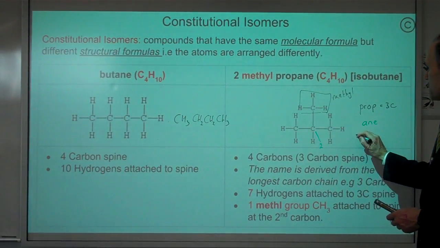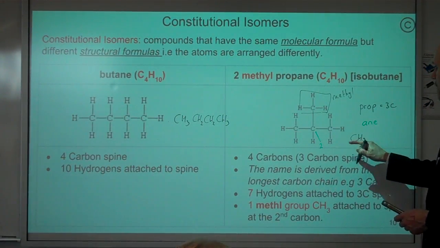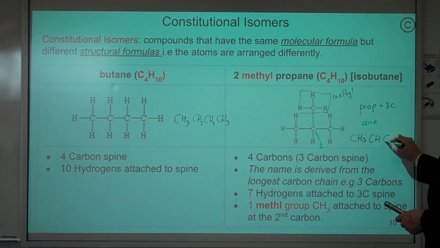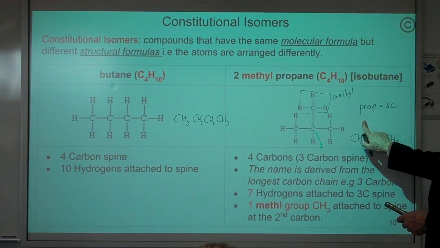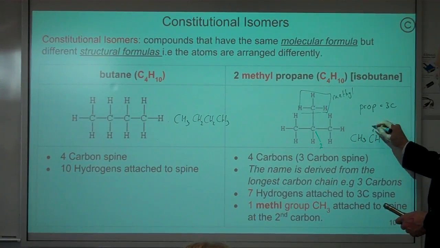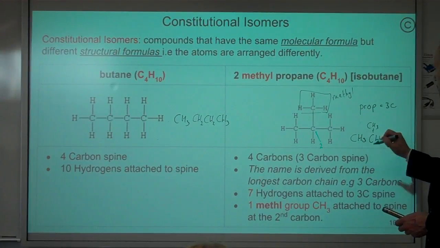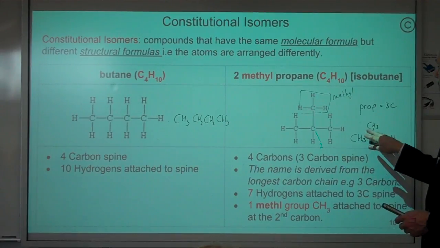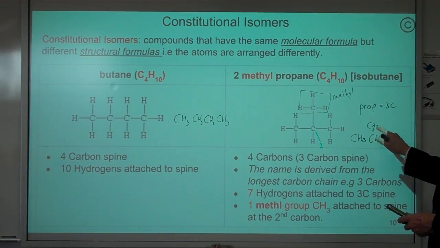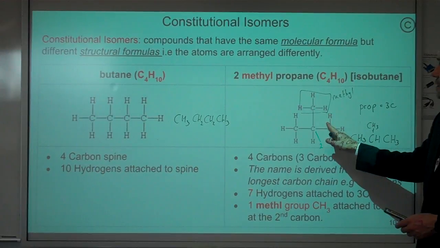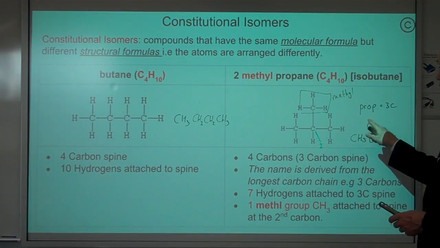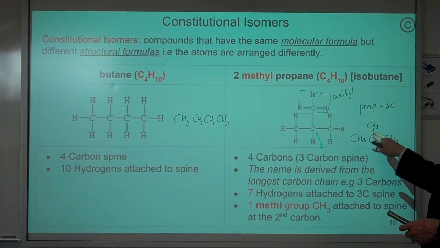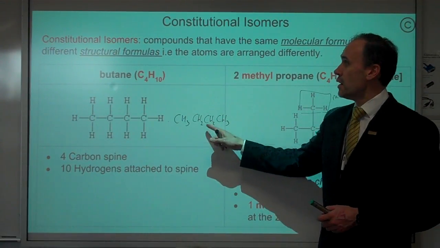I have a CH3, and then I have a CH, and then I have a CH3, and then sticking out the side here, I have a CH3 methyl group. And there's only single bonds. So that is the structural formula for 2-methylpropane, which I'd probably add to your notes. You might be asked to draw something like that, and that is the structural formula of butane.